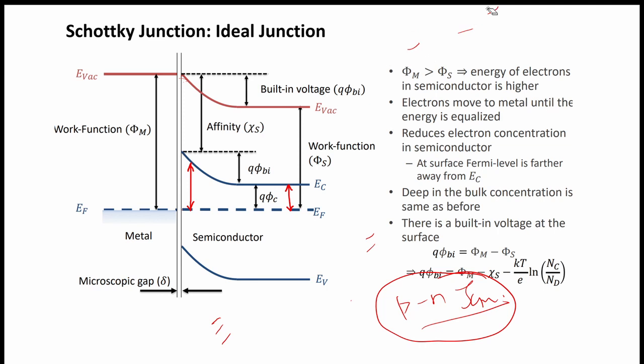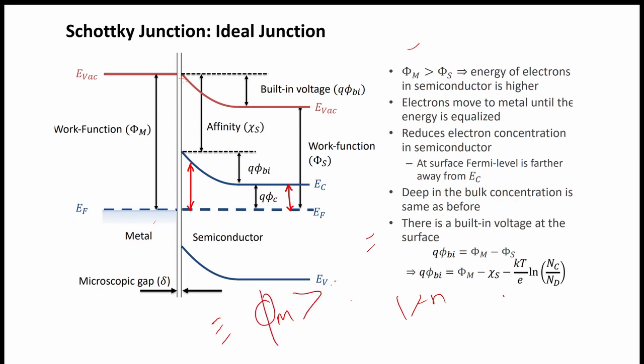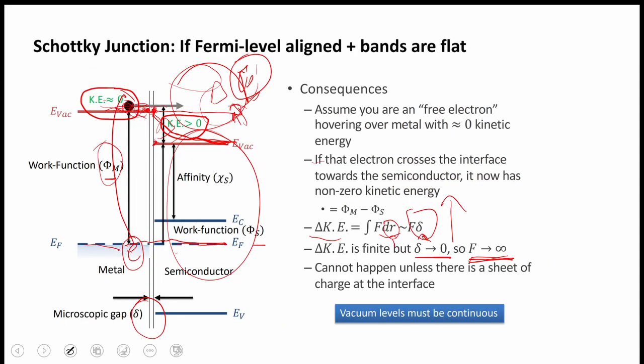In this case we have assumed that the work function of the metal, phi m, was greater than phi s. Okay, that we have assumed. It can be the other way around also. Phi m can be less than phi s, which we will see once.